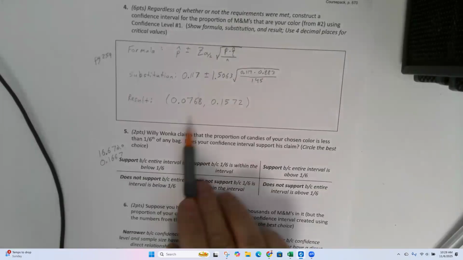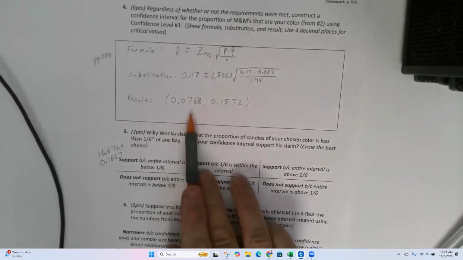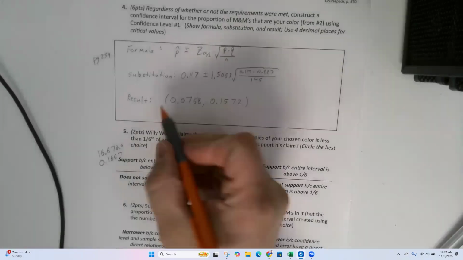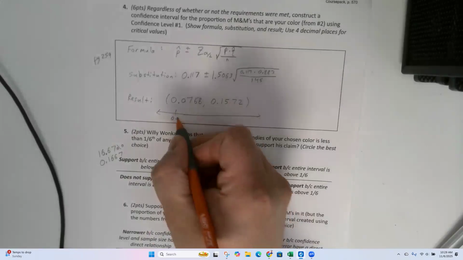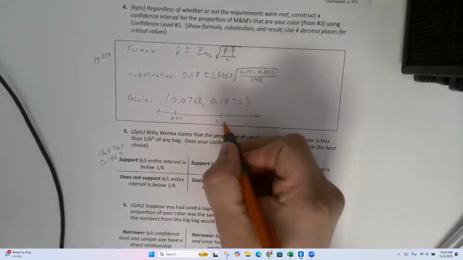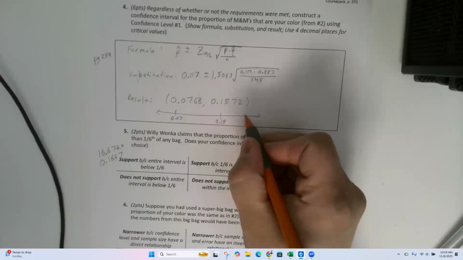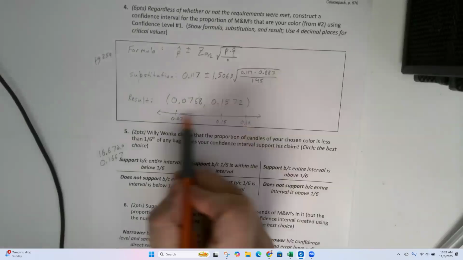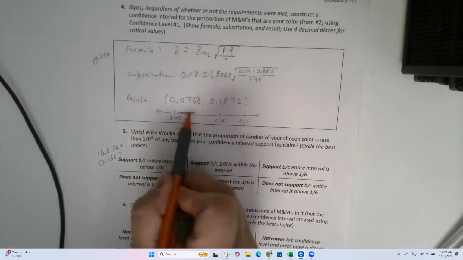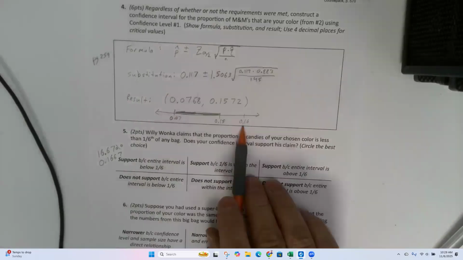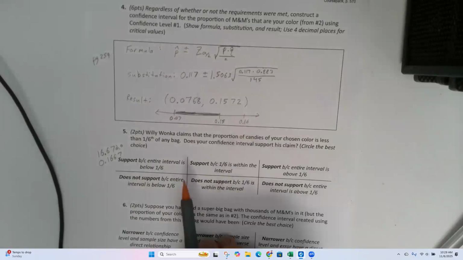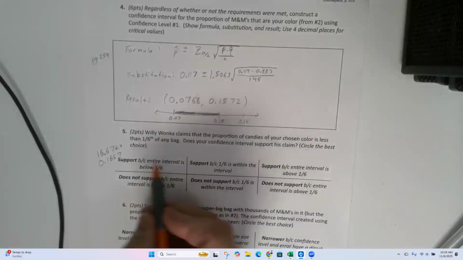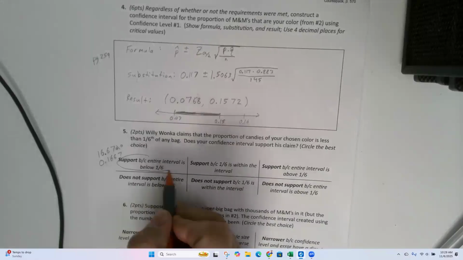So for my numbers, is 0.1667 in here? Well, if I had a number line here, here's 0.07, here's 7%, here's 15%, 16 would be above that. So my confidence interval is here. I am 86% confident that the true value is somewhere in here. And actually, it's not in that range. So that means that I actually support his claim.